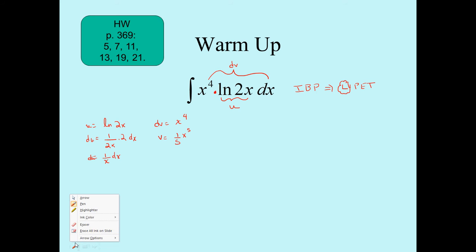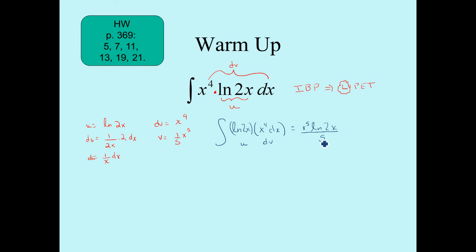So the integral of ln2x, which is u, times x to the 4th dx, the integral of u dv is, by proof, equal to u times v, which I'm going to put in the front, minus the integral of v du.